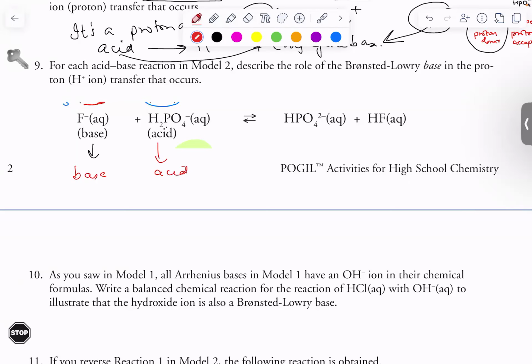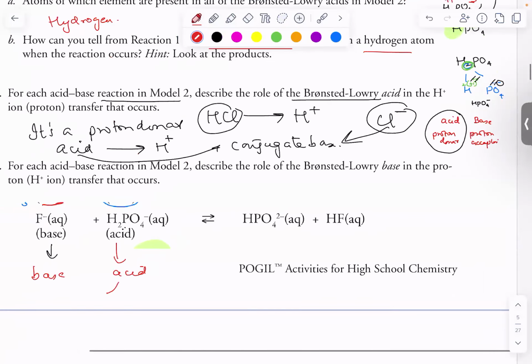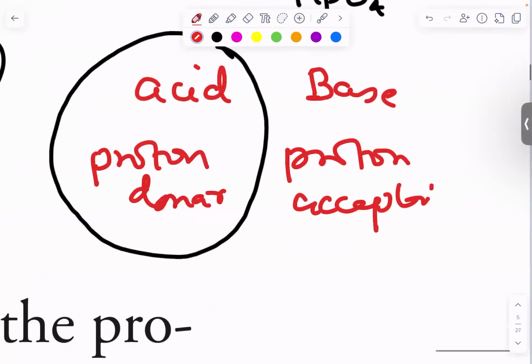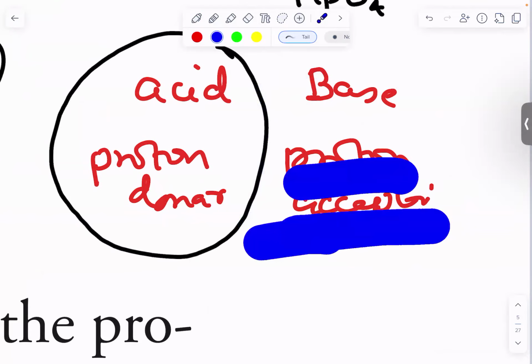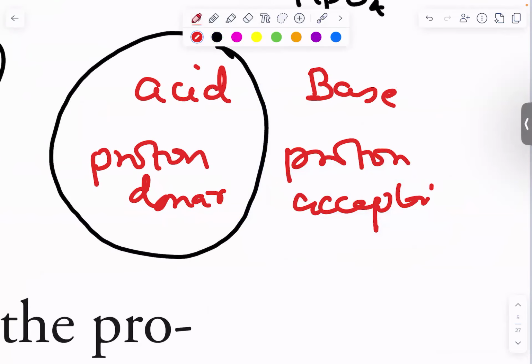Now, what is the work of a Bronsted-Lowry base? A Bronsted-Lowry base accepts a hydrogen ion, that is, a proton. Proton or hydrogen ion, one and the same thing. Are you getting my point? Yes. So you will simply write Bronsted-Lowry base is a hydrogen ion acceptor.